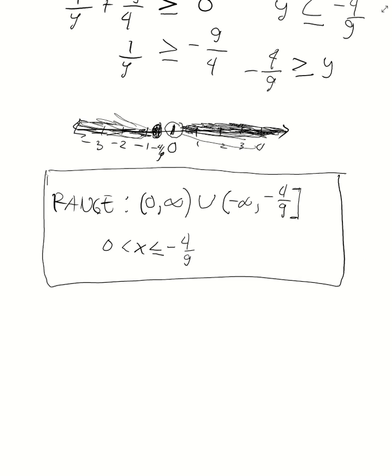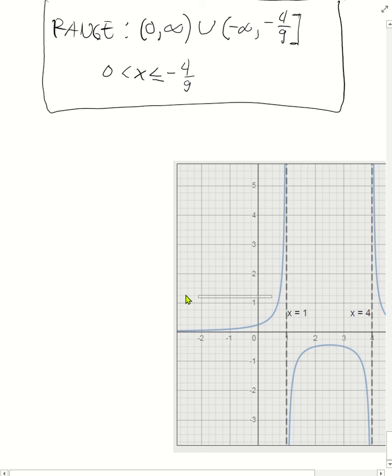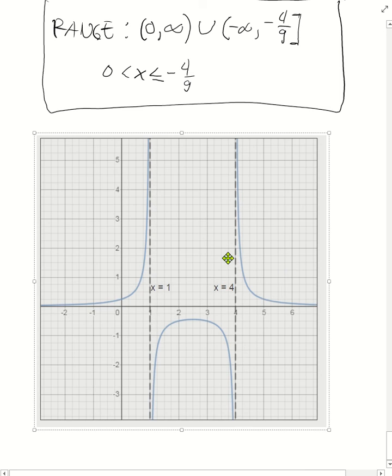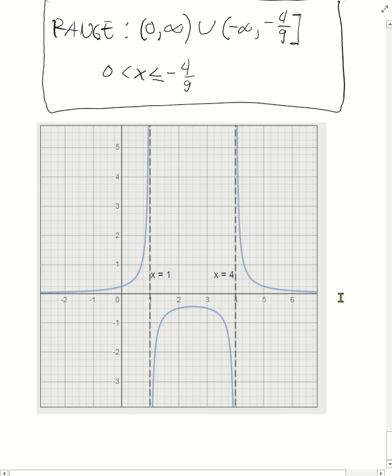So this last example, you can also solve it graphically, and the graph will be this one. If we look at our graph, this is x equals 1 and x equals 4. So it will never cross x equals 1. This is our function here and here and here. It will never cross x equals 1. We call this one the asymptote. This is also an asymptote.